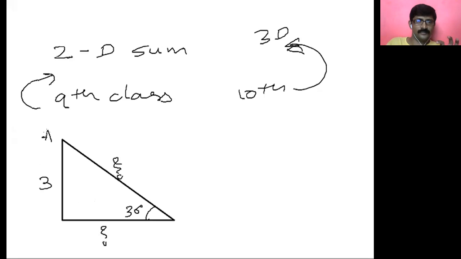Meaning, it's just a triangle ABC in which angle B is 90-degree. So how to find this AC and how to find BC? These are called 2D sums.